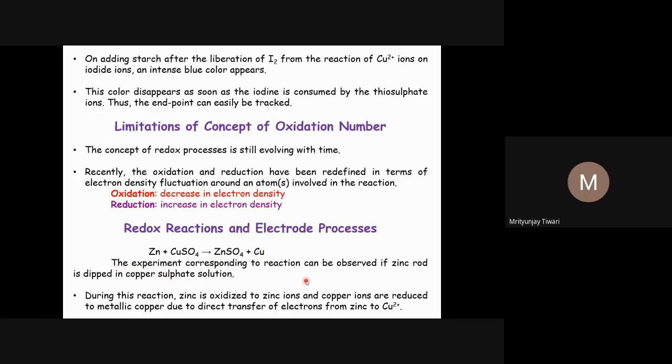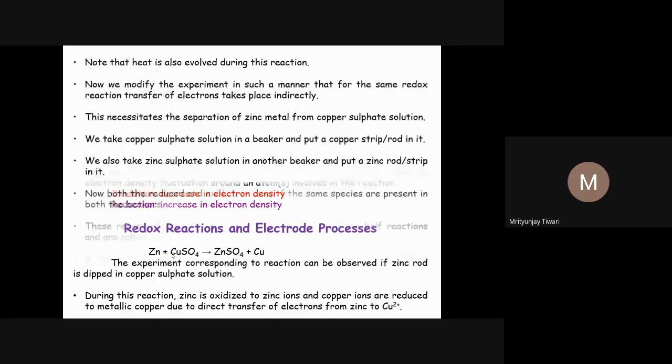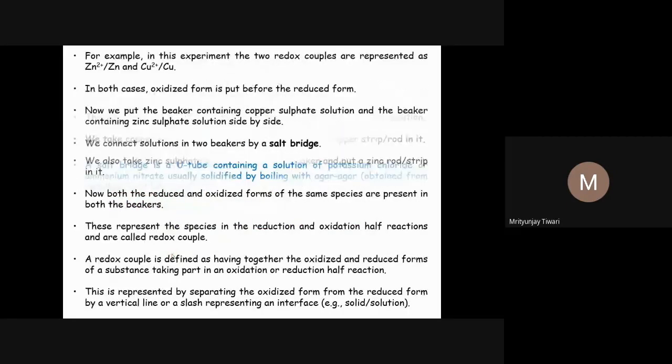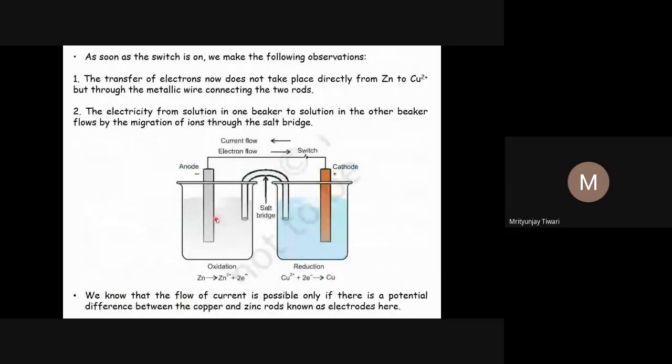So the experiment corresponding to the reaction can be observed if a zinc rod is dipped in copper sulfate solution. If both chemicals are in only one pot, what can you do? You can separate this reaction into two different pots, and this is what we see in the Daniell cell. We take two different reactants: a zinc rod in zinc sulfate solution, and a copper rod in copper sulfate solution, in two different beakers.